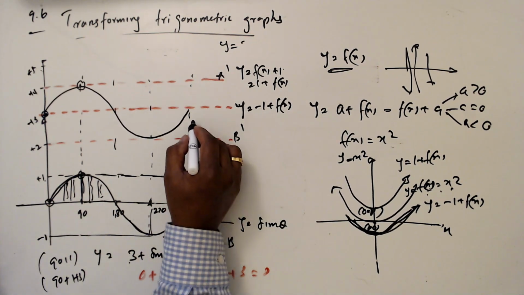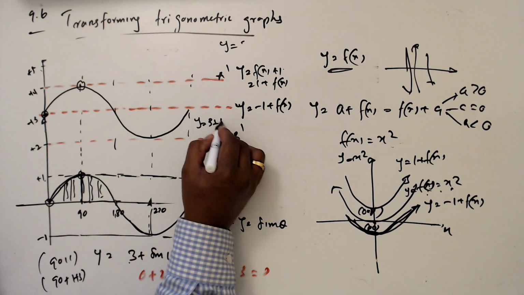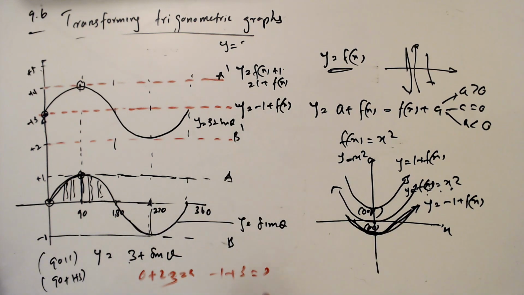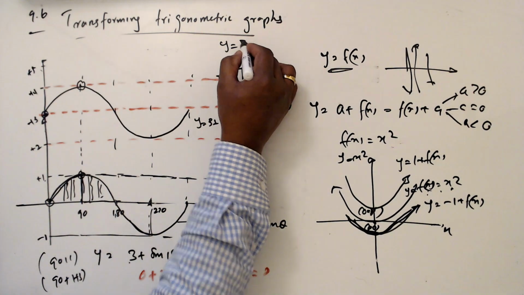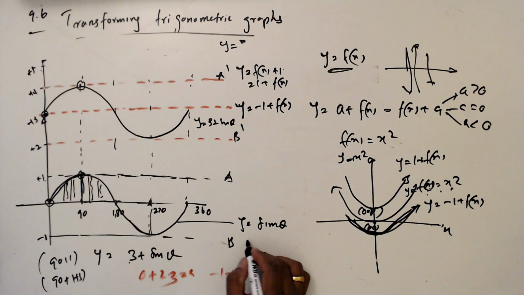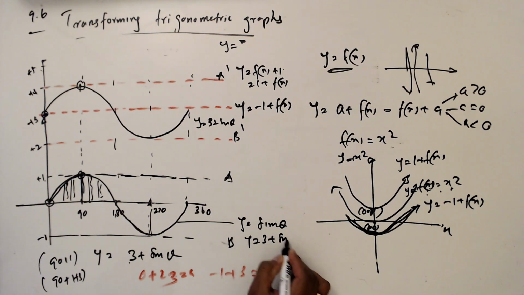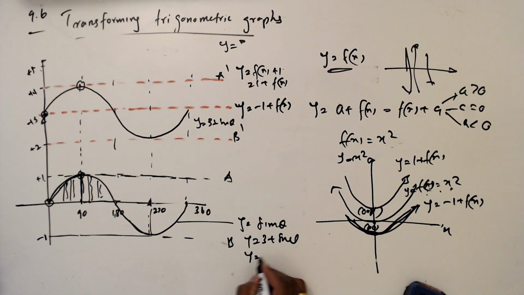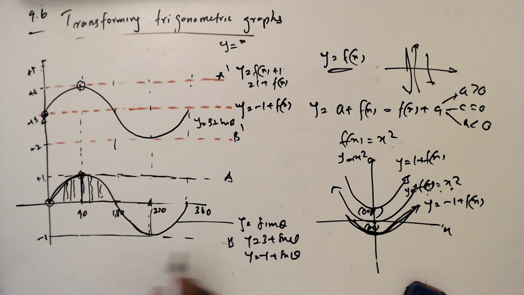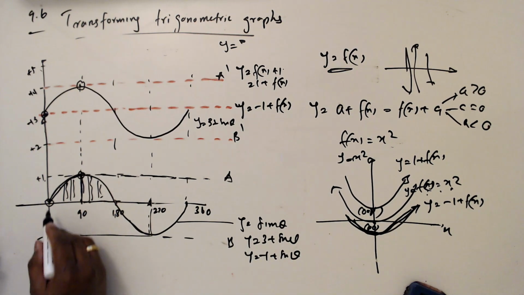So this graph is y equals 3 plus sine theta. There is no difference between this one. If it is minus 1, y equals sine theta, y equals 3 plus sine theta, we're done. Now, how about this one? y equals minus 1 plus sine theta. Then we have to bring everything down by 1.